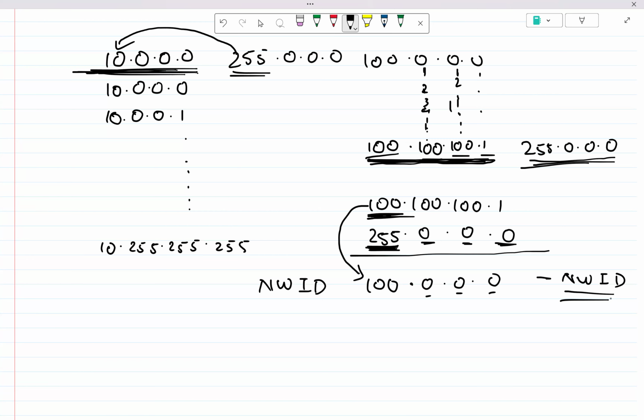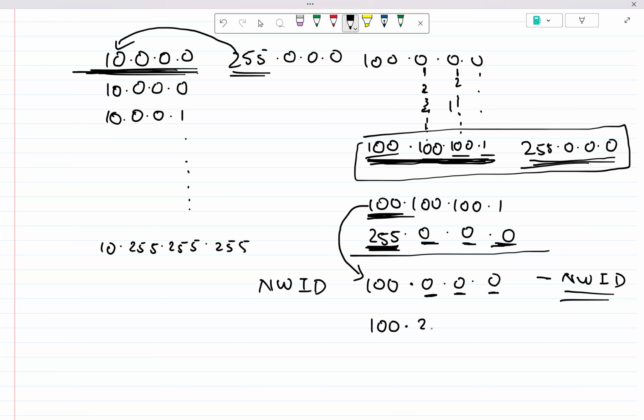The next question is, find out the broadcast ID for this IP address. So all you're going to do is wherever there is 0 here, instead of 0, write 255. And this is your broadcast ID or broadcast address. 100.255.255.255. This is your broadcast address.